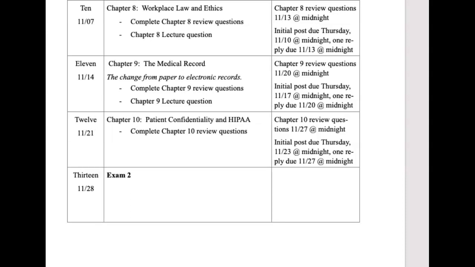Welcome to week 9, the medical record. There are going to be some differences in this chapter because we're talking about HIPAA and all the privacy aspects of the medical record. There was a big change from paper to electronic records a while back. This happened because the federal government came down and said that we needed to have everything electronic so it can be transferred, and it was better for patient care.